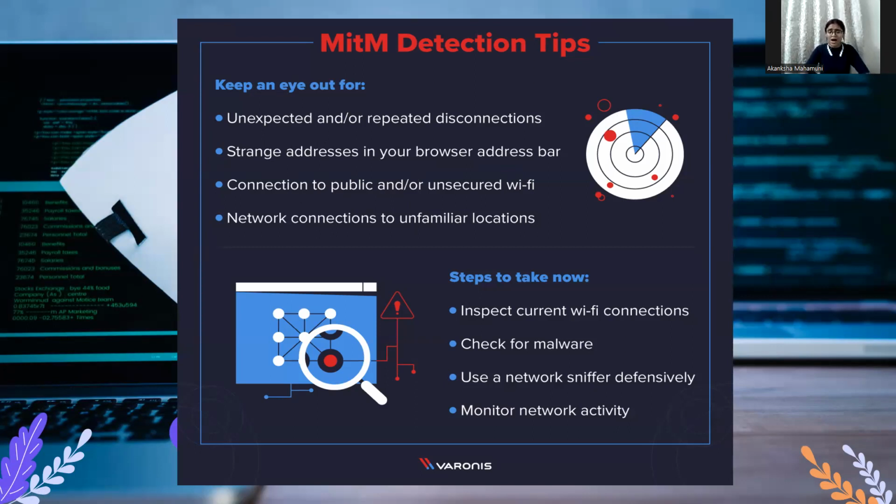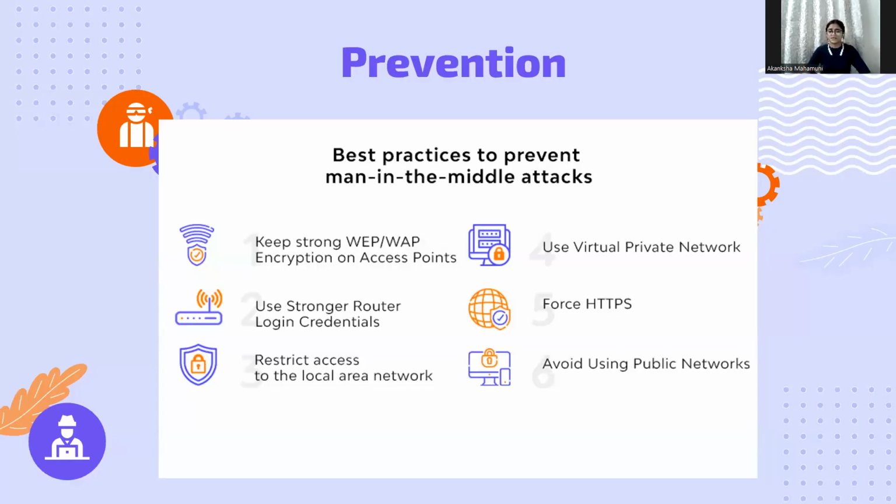Then network connections to unfamiliar locations. Steps we can take now are, we can inspect current Wi-Fi connections. Supposedly, I am connecting to my home Wi-Fi. I will check if there are multiple strange IP address connections made through various other devices which are not the usual devices used by my family members. I will suspect it. Then check for malware, use a network sniffer defensively, and monitor network activity.